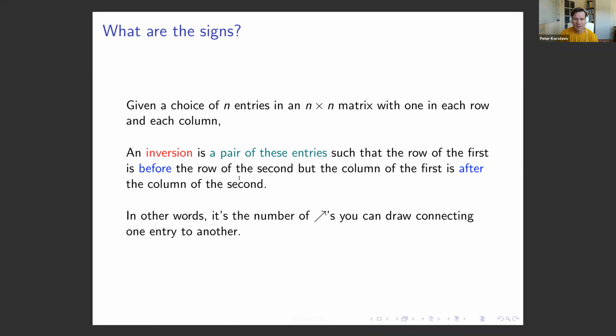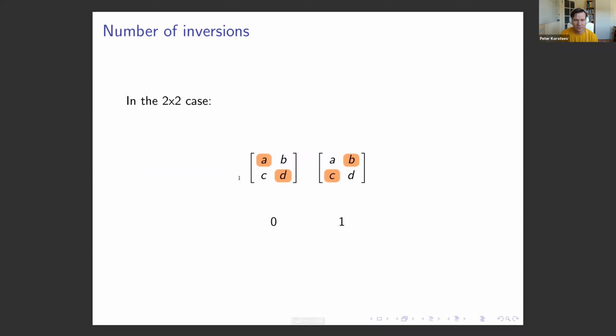In other words, it is the number of up arrows that you can draw connecting one entry to another. So in the 2x2 case, there are no up and right arrows for A and D: the column and row of A are to the left of the column and row of D. However, here you can draw one arrow, from bottom left to top right towards B. And that's why there is the number 1 here. So the product BC acquires the negative sign.